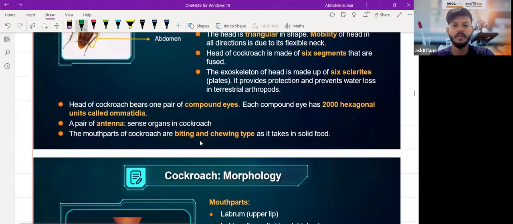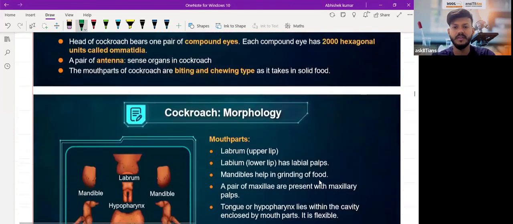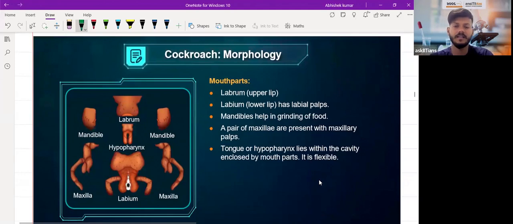The head of the cockroach bears one pair of compound eyes, and each eye has about 200 hexagonal units called ommatidia. The mouth parts of the cockroach are of the biting and chewing type, as it takes solid food. In the mouth parts, we have the labrum, which is the upper lip, and the labium, which is the lower lip. The mandible helps in grinding the food. You can see this is a mandible. The tongue, or hypopharynx, lies within the cavity enclosed by the mouth parts, and it is flexible.